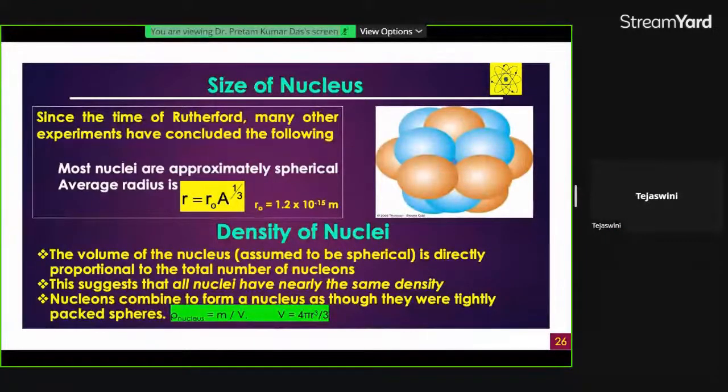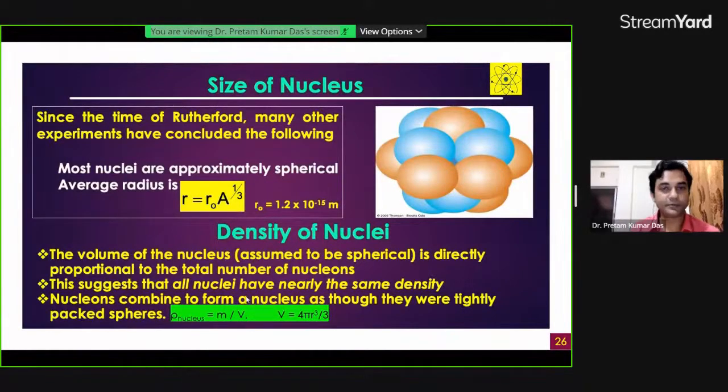That means size of a nucleus. So we can see R equals R naught A to the power 1 by 3, where R naught is a constant, 1.2 times 10 to the minus 15 meter, and we can get the density from this equation.